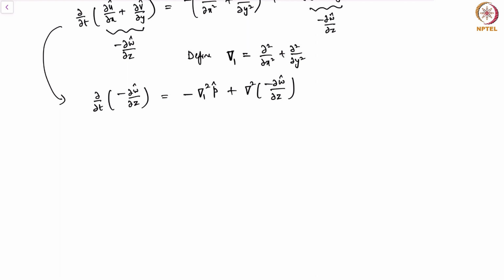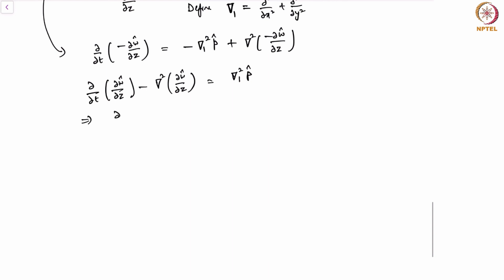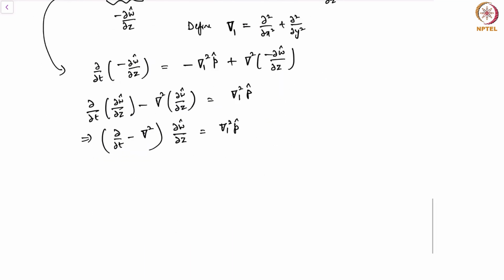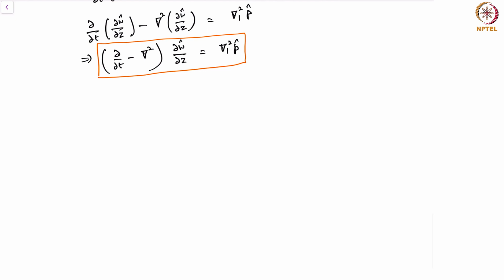So now we have del by del t of del w hat by del z, if I take it to the right hand side, minus del square of del w hat by del z. I take the pressure to the left hand side, I have del 1 square of p hat, and this is nothing but del by del t minus del square, this is an operator, of del w hat by del z. This becomes del 1 square of p hat. This is the new equation that we have got, and we can label this equation as equation number 10.